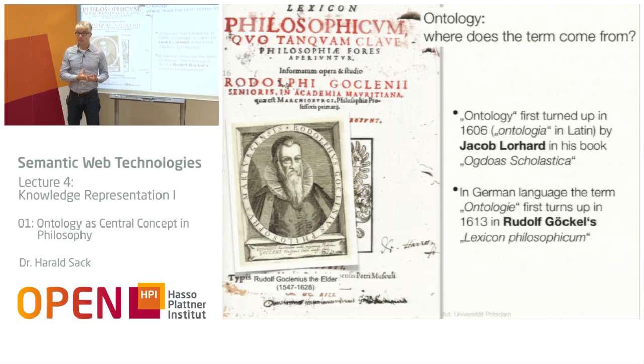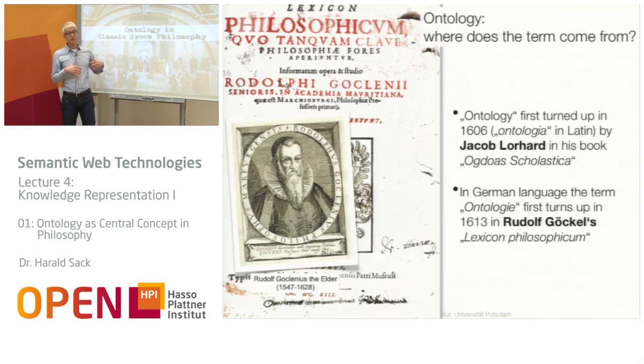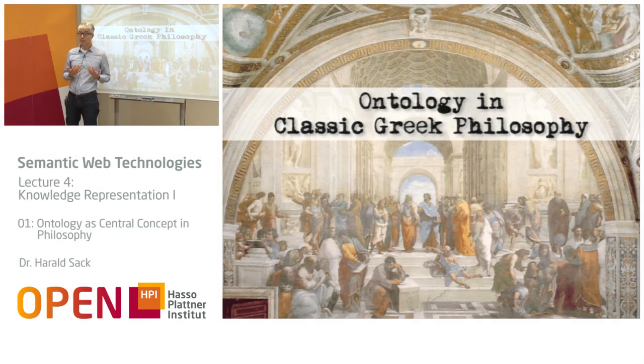The term ontology itself occurs the first time here in the 17th century. Jakob Lorhard, for example, in this book, it's in Greek, Ogdoas Scholastica, it's called, he uses this term for general metaphysics. And in the German language, it occurs some years later here in a philosophical encyclopedia. But the science of ontology itself, the metaphysics that is behind, stems from ancient Greek philosophy. And this is where we want to take a first look at it.